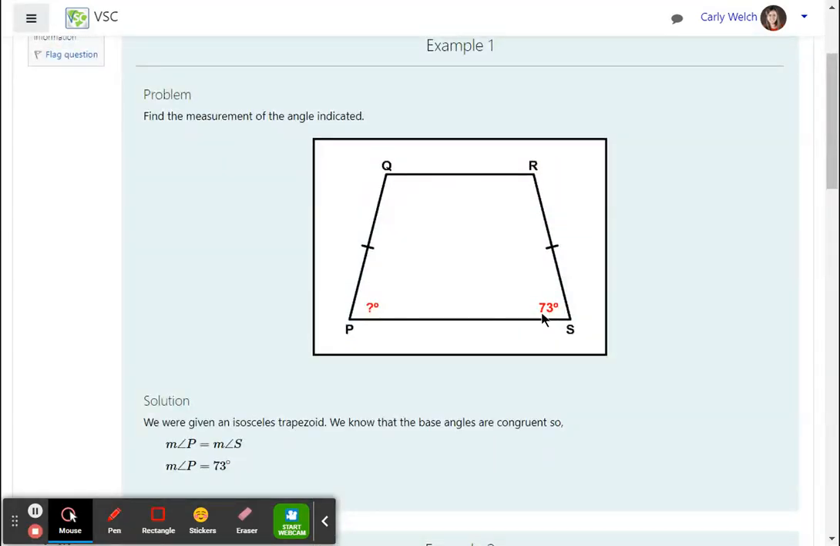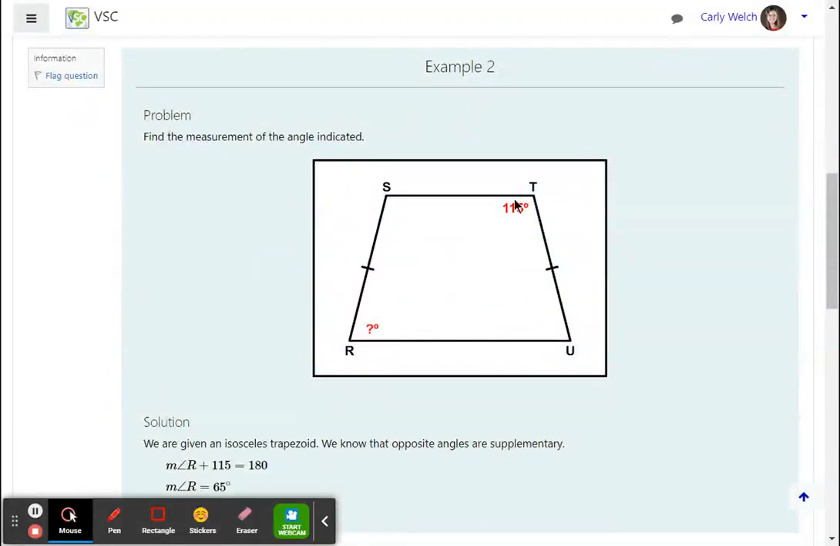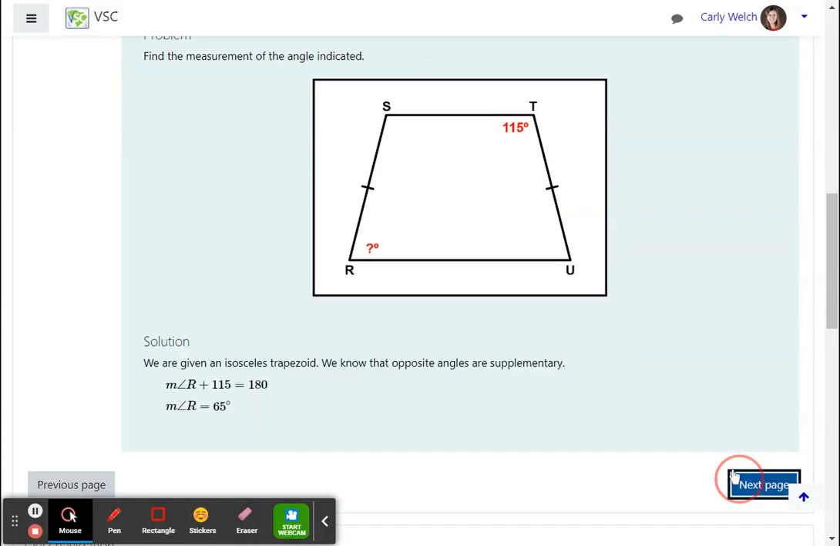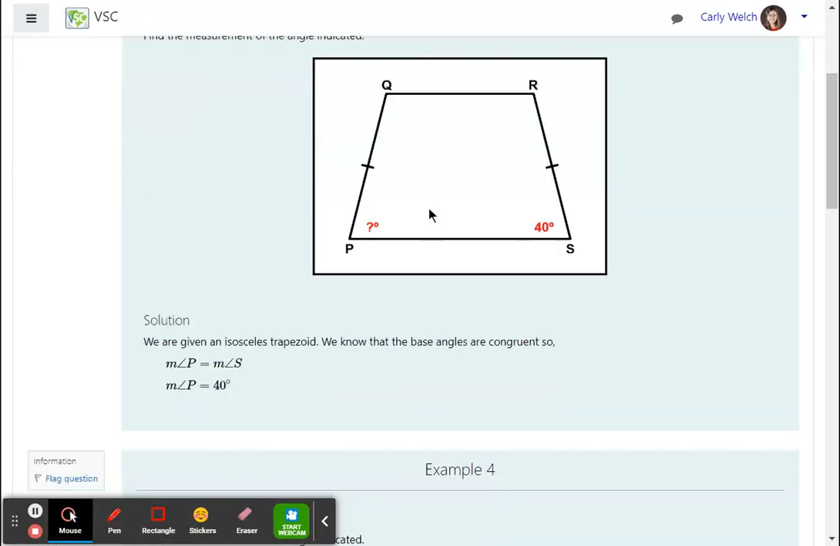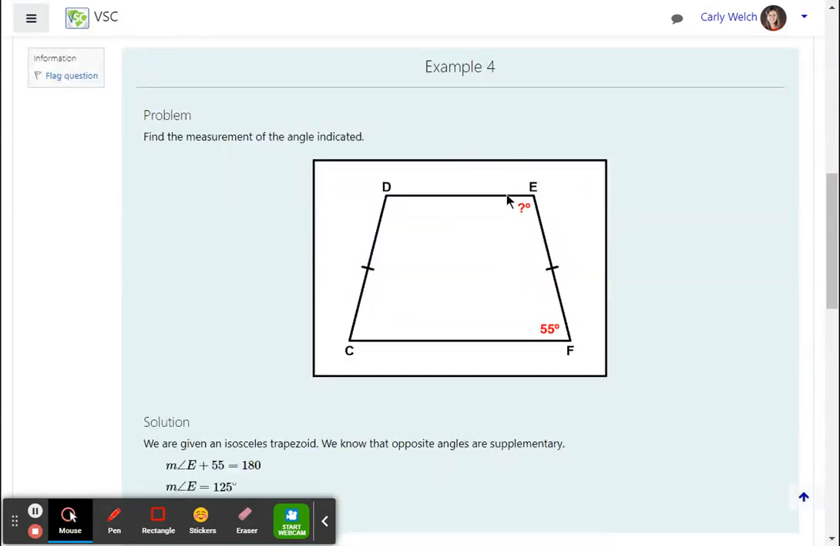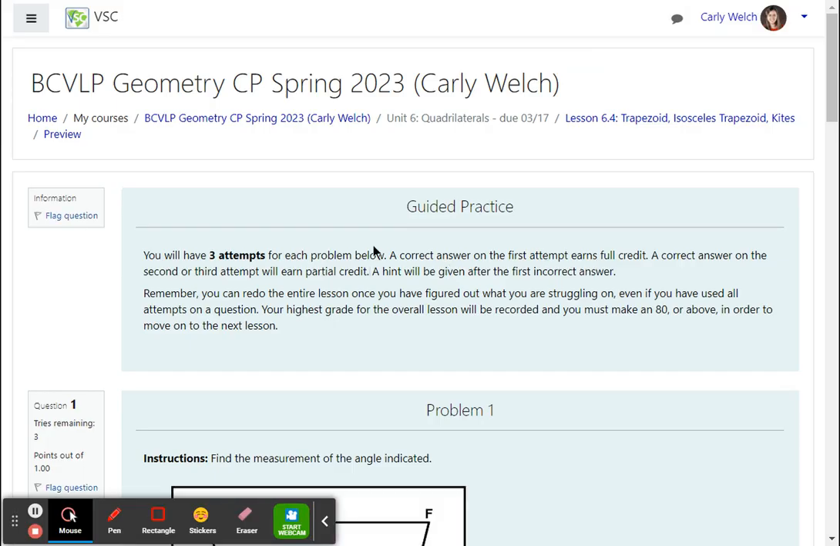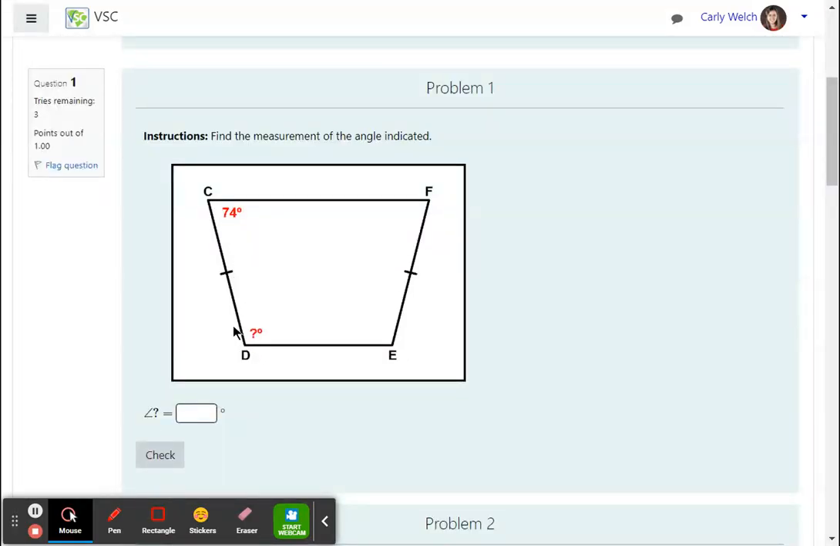Base angles are congruent, so this is also 73. Opposites are supplementary, so 180 minus 115 is 65. Again, base angles are congruent, so angle P is 40. These are supplementary, so they add up to 180. 180 minus 55 is 125. All right, so they are not base angles, so they add up to 180. What is 180 minus 74? We get 106.